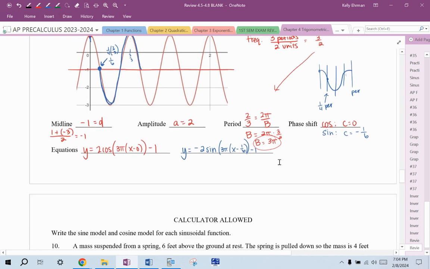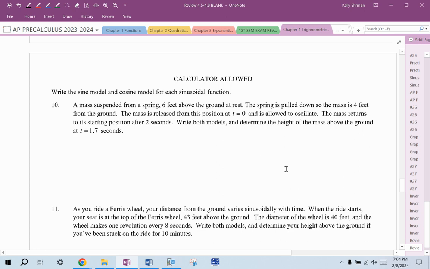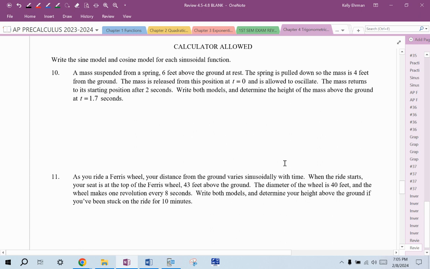All right, the next part would be the only calculator section that we have. So same thing we've been doing, write both a sine model and a cosine model for each situation. A mass is suspended from a spring 6 feet above the ground at rest. So I'm just going to give myself a generic midline. This is not 0, this is just the midline. If the spring is at rest, though, that is the midline, right? So anytime the spring is at rest, that's the midline. So we actually know midline is 6 feet above the ground.